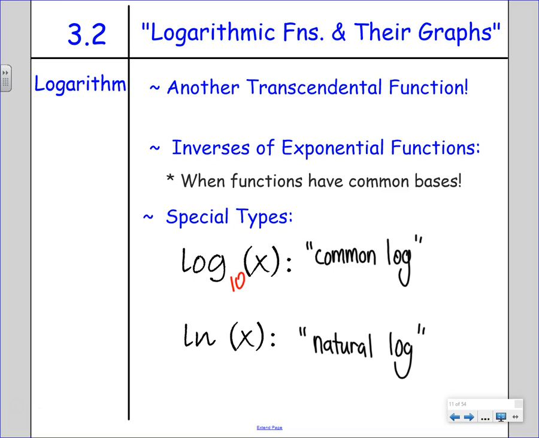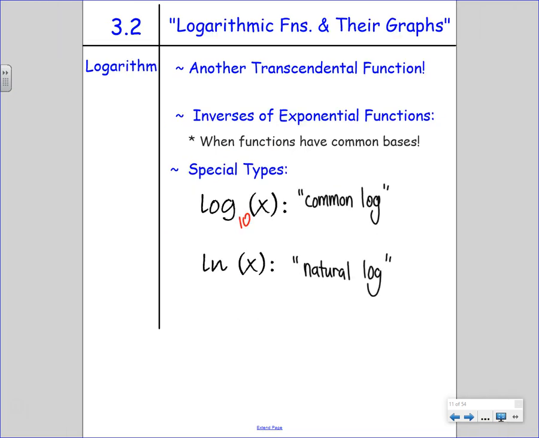ln, what's his base going to be? Now the weird thing is ln has his own special notation. He's called natural because he naturally occurs more often than the common log. E naturally occurs in anything from radioactive growth or decay, to population growth, to, what else does E come up in? Compounded interest. E shows up in all sorts of different ways, just naturally occurring.